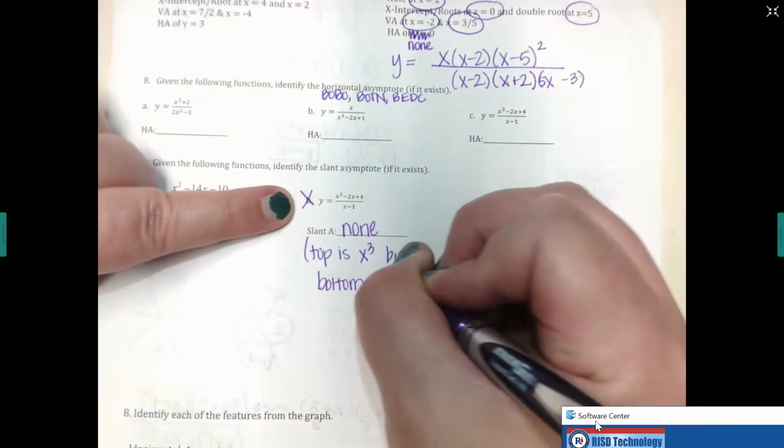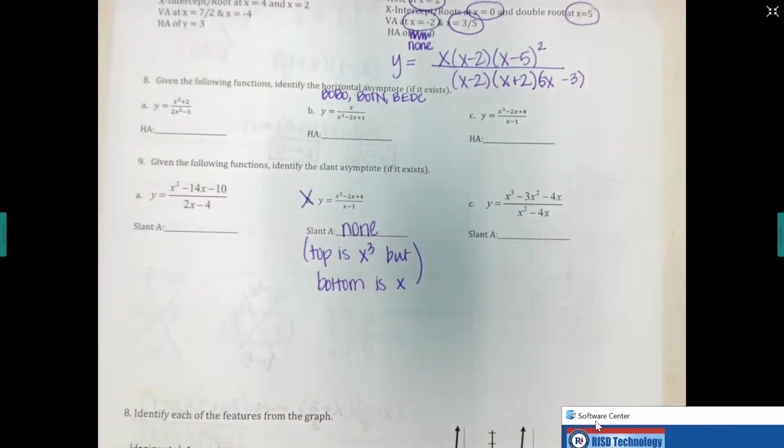Okay, remember, they can only be different by a power of 1. So if the top is a 3, the bottom would have to be an X2 for it to have a slant. Now, where is the top in X3 and the bottom in X2? Out of the other 2 questions, which one is an X3 over X2? A or C? C. So let's do C.